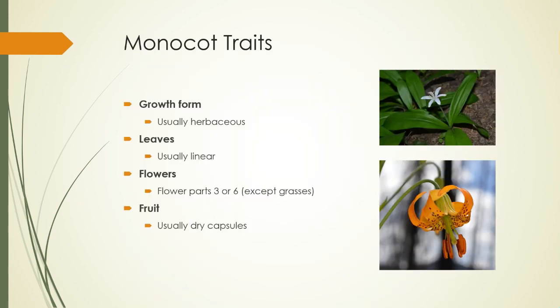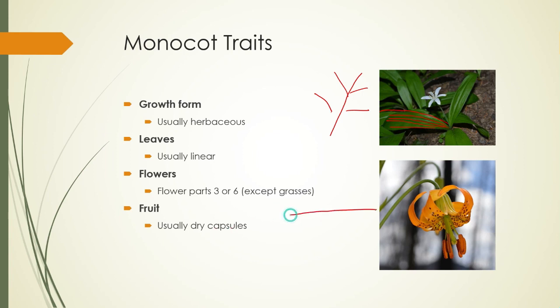How do you know you have a monocot? They're almost always herbaceous plants. Their leaves, like you see over here, are usually pretty linear, and they have usually veins that run parallel to each other. Unlike most of the dicots that had kind of that classic branching pattern on their leaves, monocots typically don't do that.